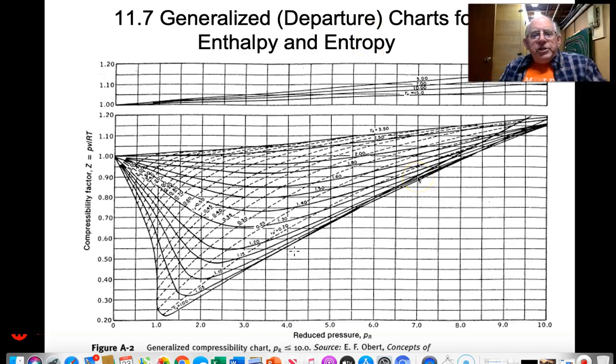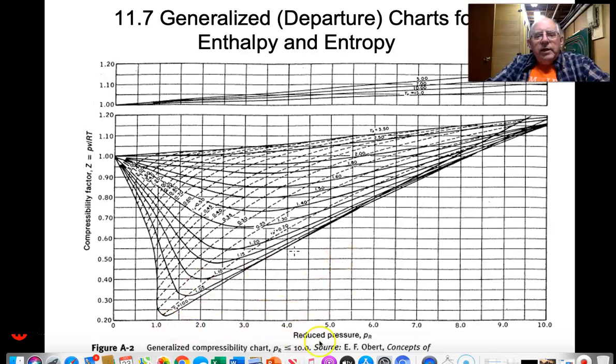So let's finish up on this particular section by referencing the departure charts for enthalpy and entropy. And prior to doing that, I want to remind you of the compressibility charts, the Z chart, as a function of reduced pressure and reduced temperature. And again, this was information that's in the back of your textbook, as the generalized compressibility chart.